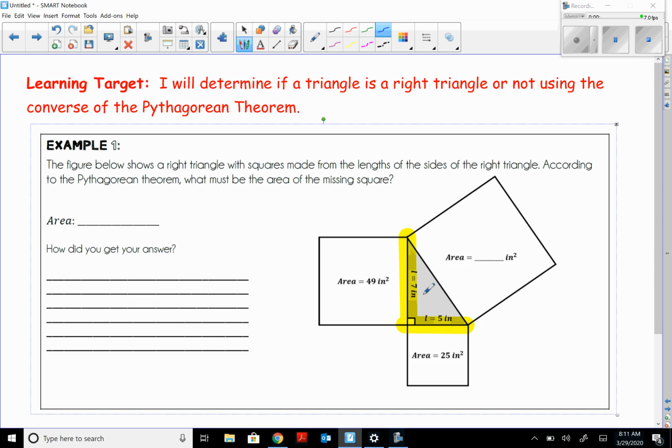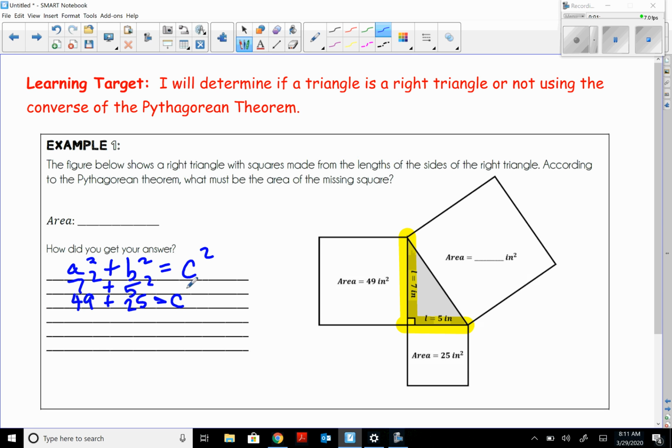So if you look at these two legs, we know the Pythagorean theorem is, I'm going to go ahead and show my work on these blanks here, a squared plus b squared equals c squared. They've already done the work for us. They've already taken 7 squared and gotten the area of 49. They've also already done 5 squared to give us the answer of 25. So what we have to determine is c squared.